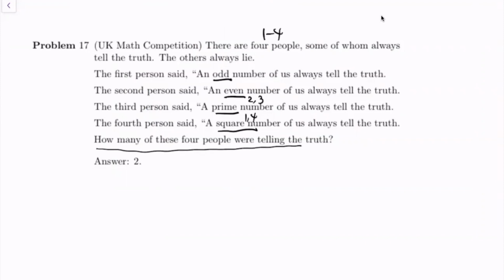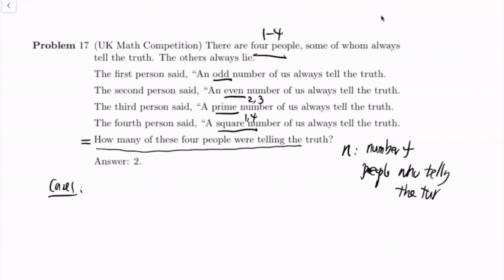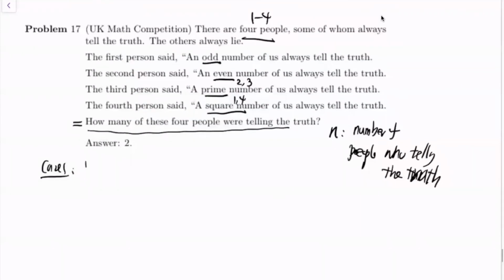All right, so what should we do? Because there are only 4 people, let's just do cases. We try to eliminate those which are not correct. Let's say n is the number of people who are telling the truth. Case 1: is it possible that n is 1? Let's do it one by one.